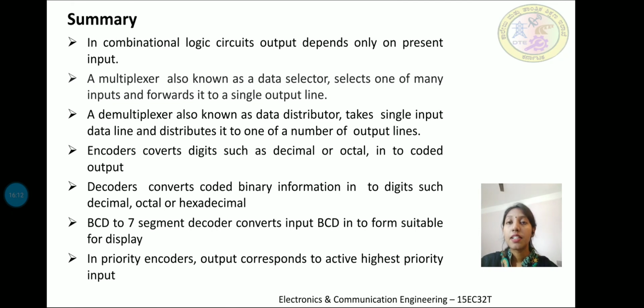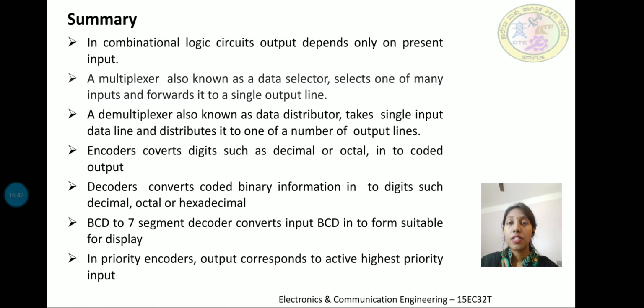Out of many inputs, one of the data is selected to the output depending upon the select input lines or the control input lines. The demultiplexer is also known as the data distributor. It has one input and many outputs. It takes the data on the single input line and distributes it to one of the several outputs. The distribution of data from the input line to one of the output lines depends upon the control input or the select input.